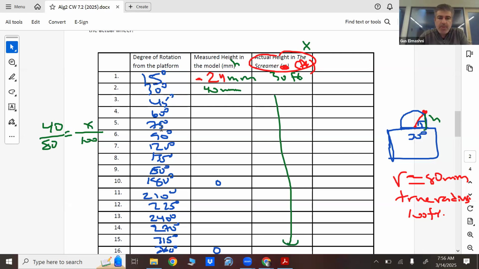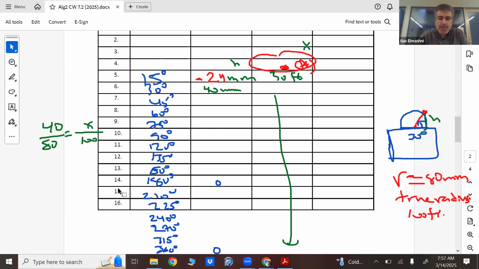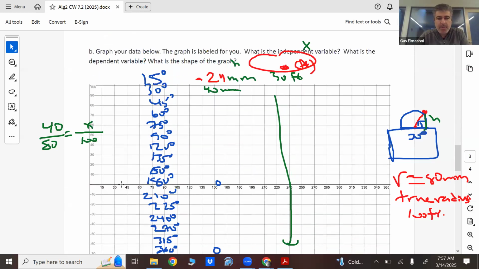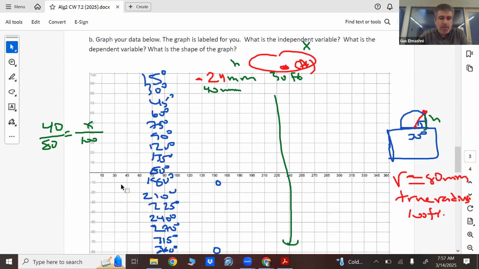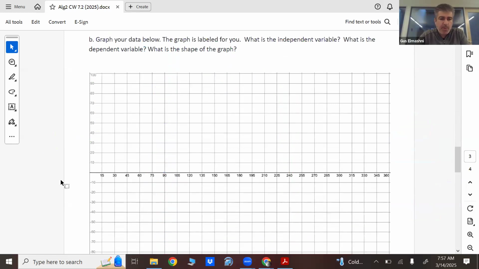Once you do that, you're going to ignore the second column. Just focus on the first and third columns, and you're going to plot that on the next page. You should be able to generate a plot that looks kind of like this. The first point will be at 0, 0, because you have no height. And it's going to hit its peak at 90, as it should, because you're at the top, and get back down to 180. Then you're going to have a bunch of negative values down here.